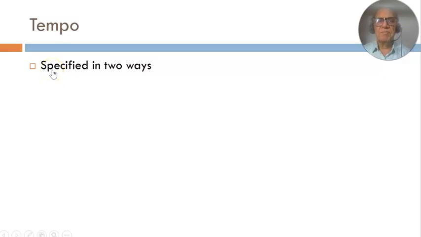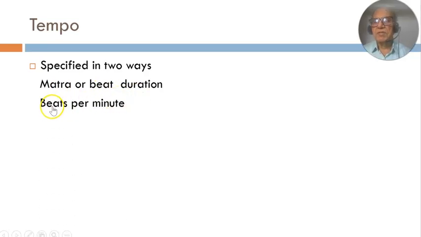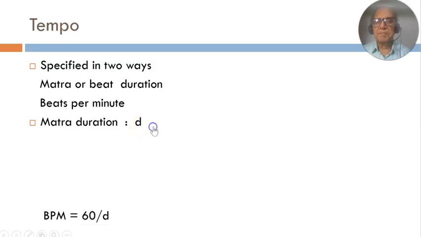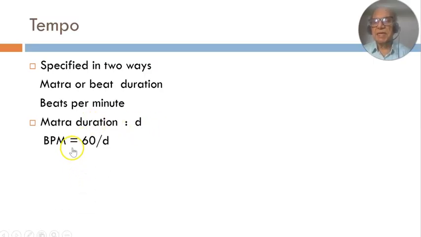Now tempo is specified in two ways. One is matra or beat duration, or you can also express it in terms of beats per minute, so called BPM, and obviously the two are related. So if matra duration is say d seconds, then the number of beats per minute or number of matras per minute can be easily obtained by dividing 60 by d.